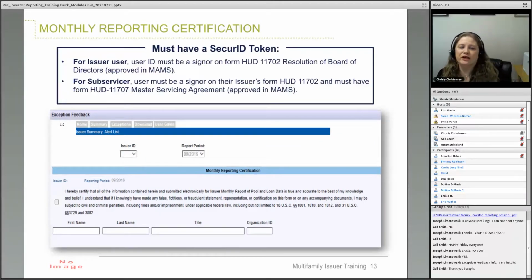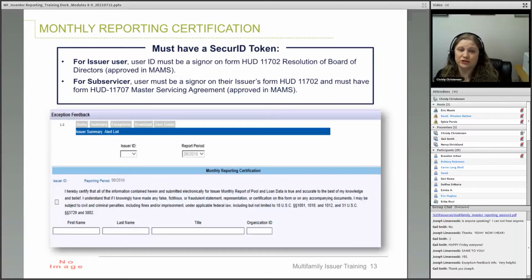If my name on the HUD 11702 form is Christy N. Christensen and my name on the token form is Christy Christensen, I would not be able to certify as my names do not match on both forms. In order to complete the monthly certification as an issuer, you must be a signer on the active HUD 11702 form in MAMS. Also, the name on the HUD 11702 and the RSA token ID secure ID token form must match exactly. Like in the example before, my name did not match because one of them had my middle initial.